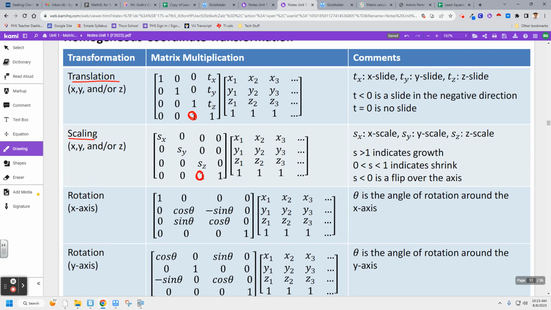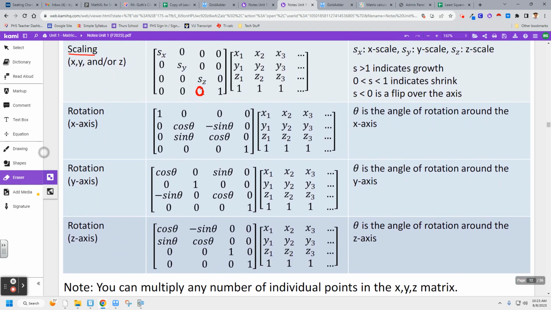So if you wanted to double it in size, putting a 2 right here would only double it in the x direction. You'd have to put 2 here, 2 here. You would double everything in the x direction, the y direction, and the z direction. All right, so whatever the number is, could be 0.5 to cut it in half, to shrink it.